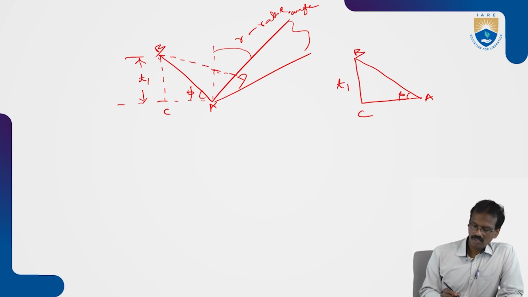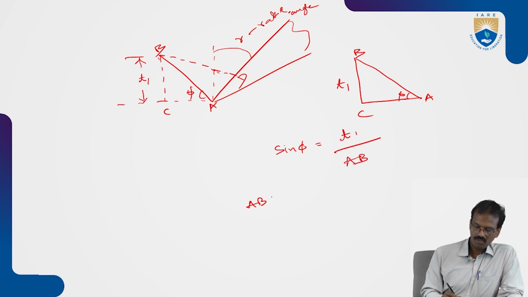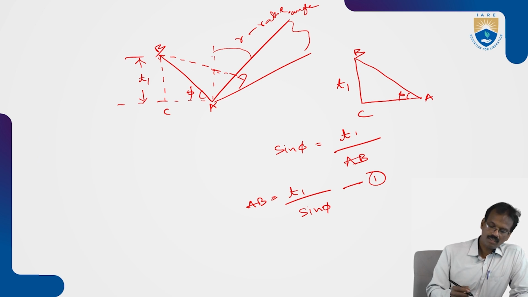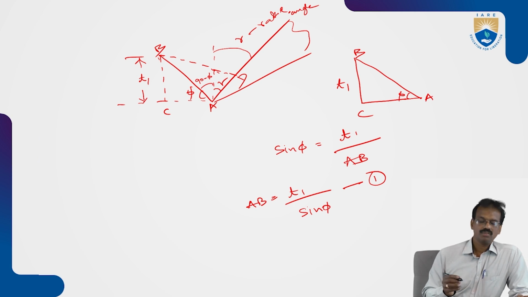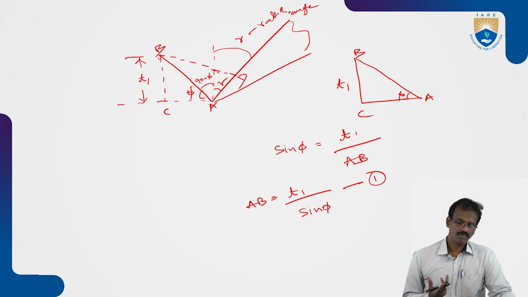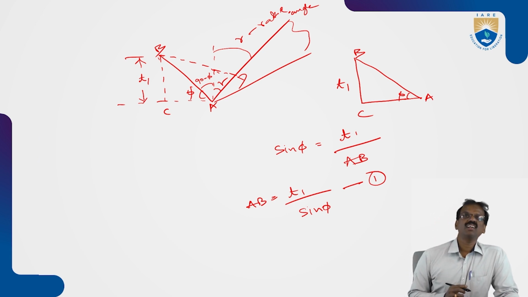By using this triangle, if you apply the sine, sine phi is equal to the opposite side, that is the thickness T1, by the hypotenuse, that is the AB. Then AB is equal to T1 by sine phi. So this is equation 1. Another triangle: this angle is 90 minus phi, and this is equal to gamma. Alpha or gamma, anything, you can represent any alphabet, as just a rake angle. Don't confuse this.